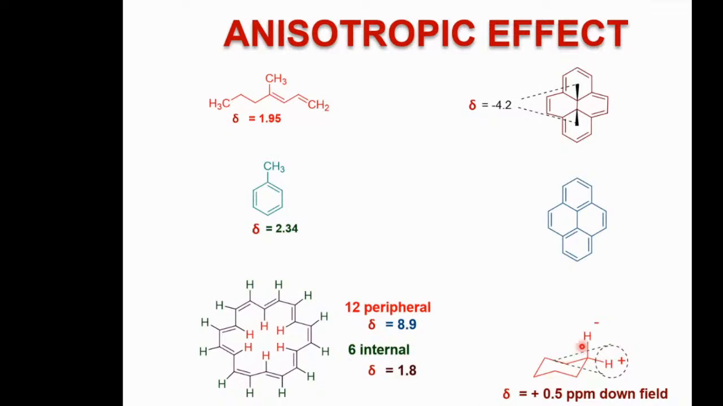Now, one can even distinguish between axial and equatorial protons, if you freeze the conformation of cyclohexane. There is a measurable difference of about 0.5 ppm. The equatorial proton gets deshielded by about 0.5 ppm.